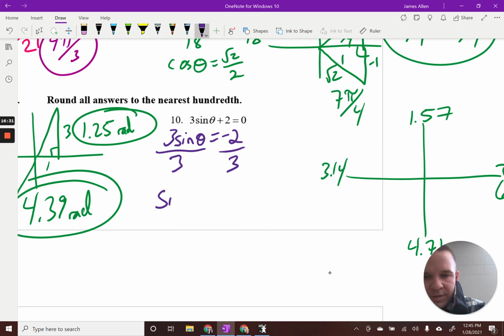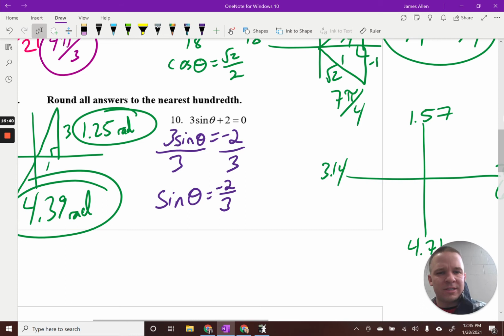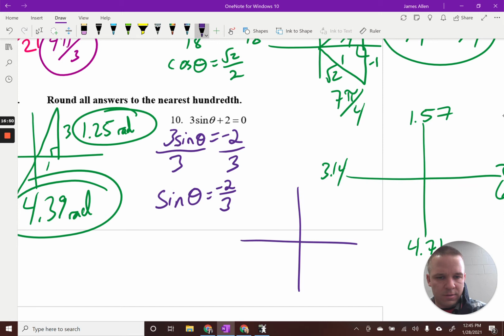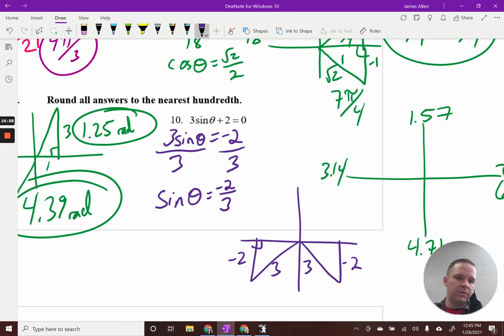And then why did I put -3? There we go. So I have sine of theta is equal to -2/3. Okay. So when I plug this in my calculator, let's think about, well, first off, where is sine negative? Sine is going to be negative in my third and my fourth quadrant there, right? So in my third quadrant, I'm going to have opposite hypotenuse, and in my fourth quadrant, opposite hypotenuse, okay? So I know where it's going to be.